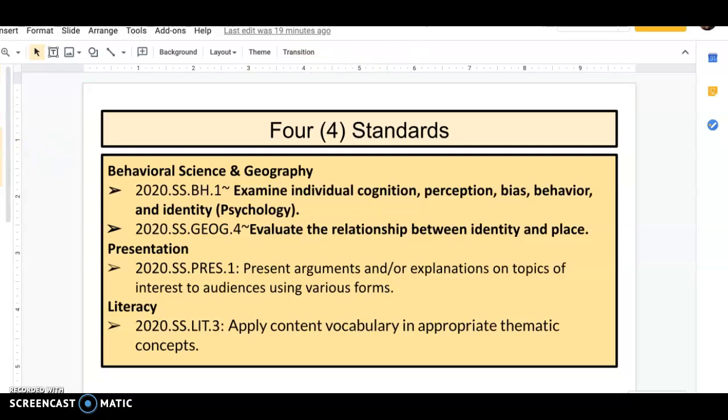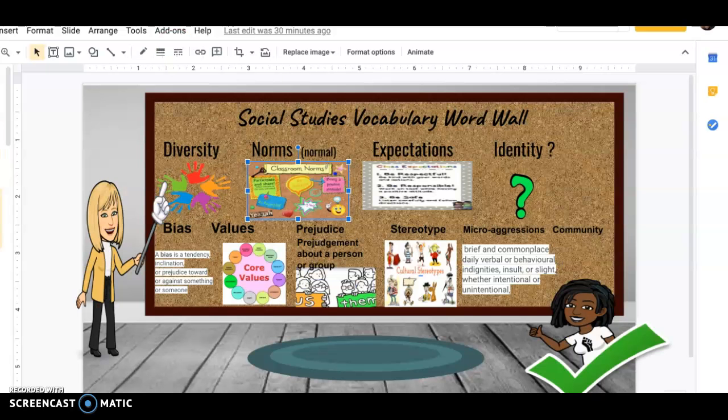It will have 4 standards attached to it: behavioral science, geography, presentation, and literacy. What does literacy mean? Those content vocabulary words that we have been learning. All of these here on our word wall.